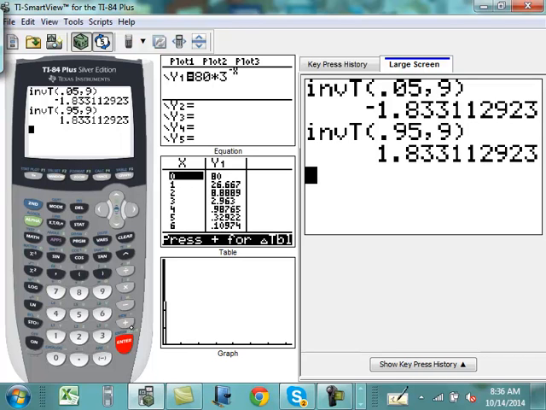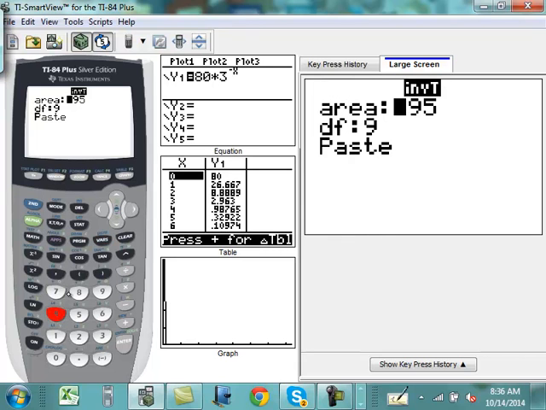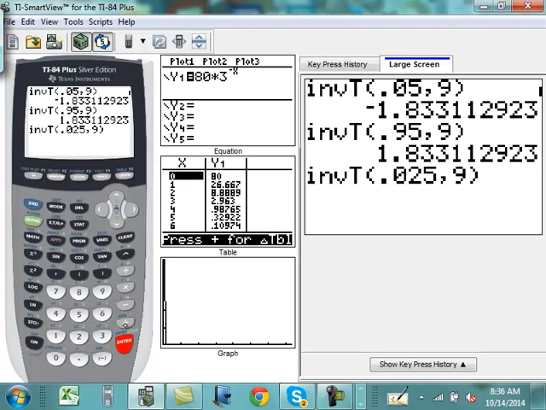Now, if you have a two-tailed test with alpha equal to 0.05, that means that you have 0.025 in the left tail and the right tail. And so you would enter 0.025 for the left tail and paste. And then you'd have negative 2.262 as the left critical value and positive 2.262 for the right critical value.